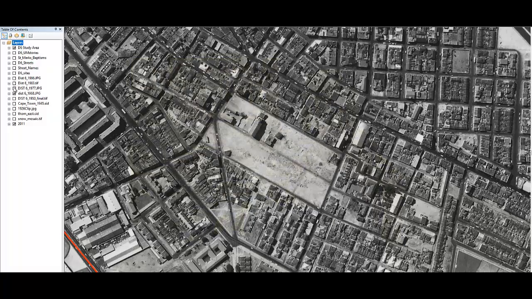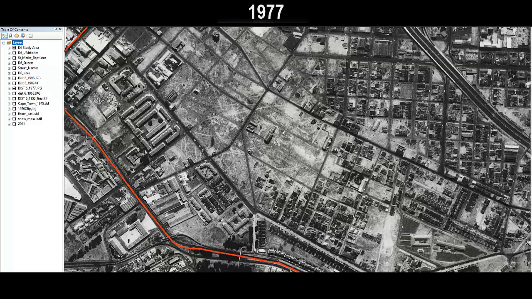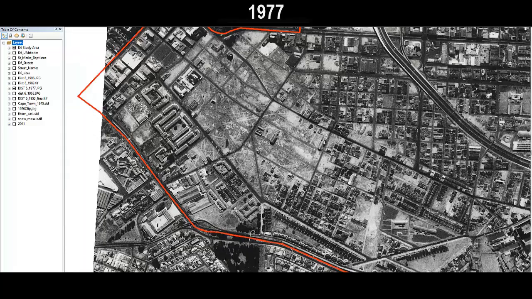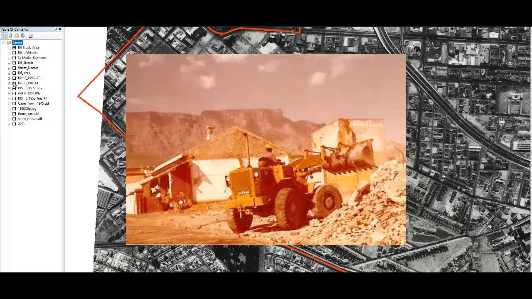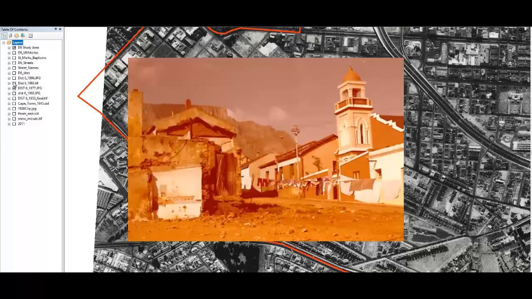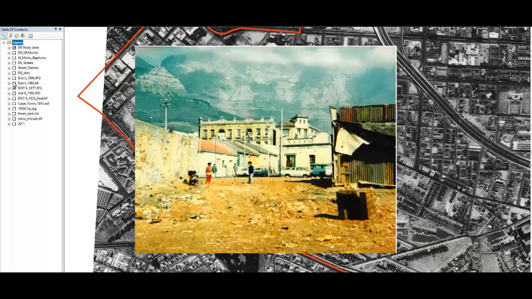Now let's go to 1977. By the late 1970s, the destruction and demolition of District 6 was in full effect. You can see that many of the buildings in the western section are gone. Photographs from the period of demolition don't adequately capture the confusion, anger, greed, hatred, sadness and fear of the time. The ghosts of demolition are still here.